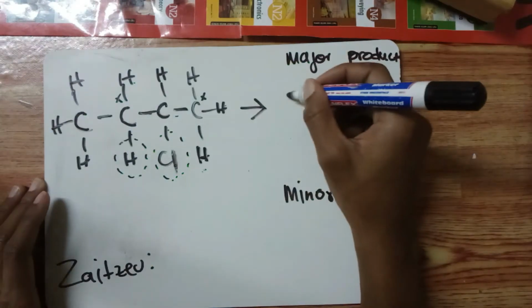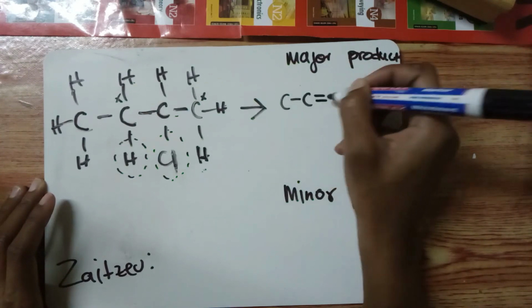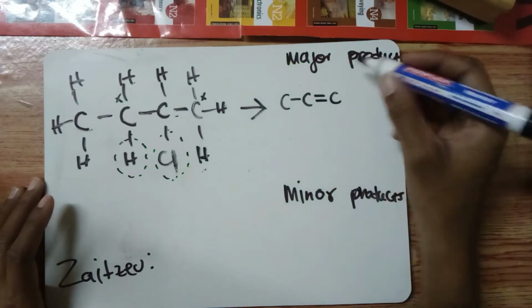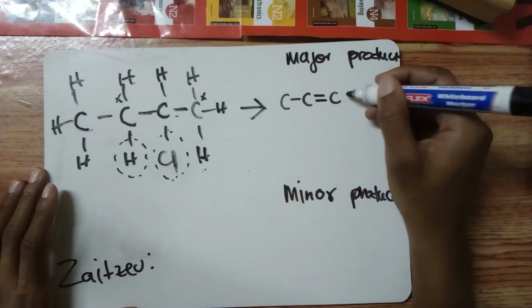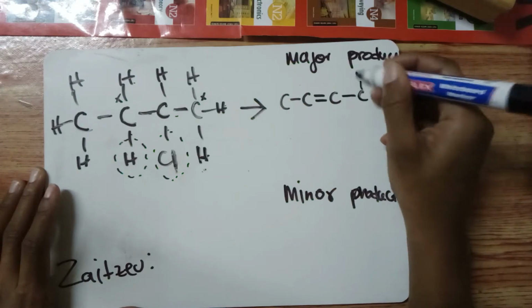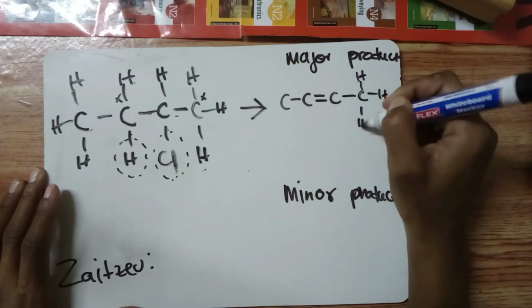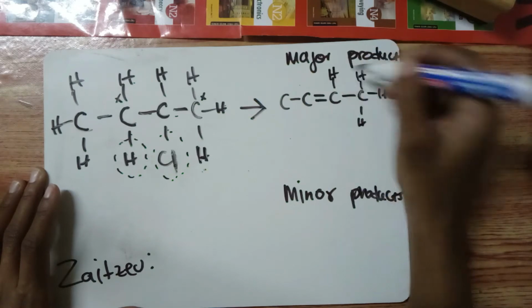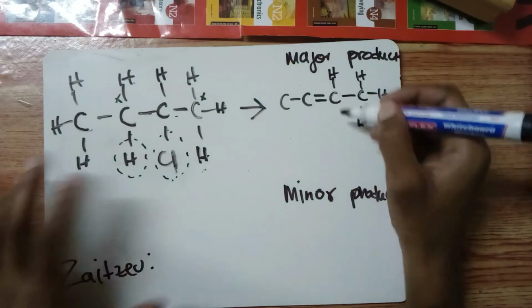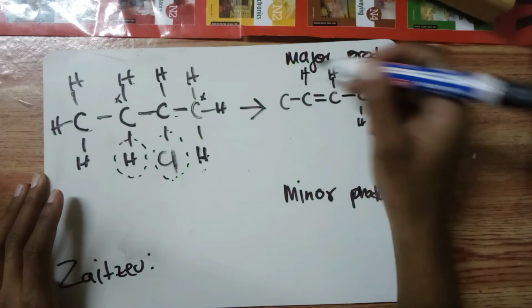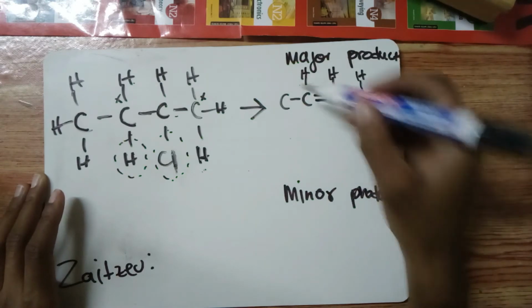In this case, it means that we will have a double bond at the second carbon. So we have 1, 2, 3 hydrogens. Remember, we removed the chlorine atom, and we've also removed the hydrogen atom.